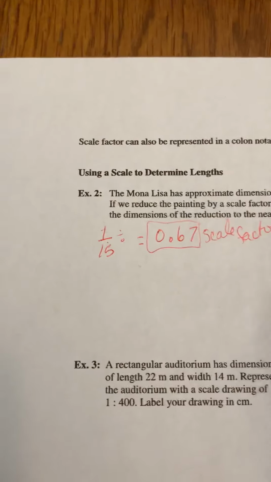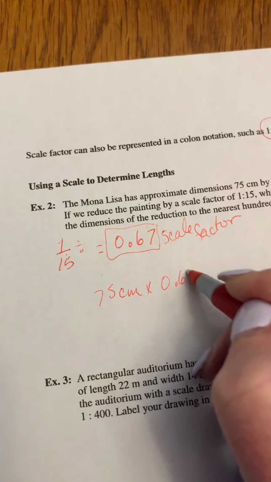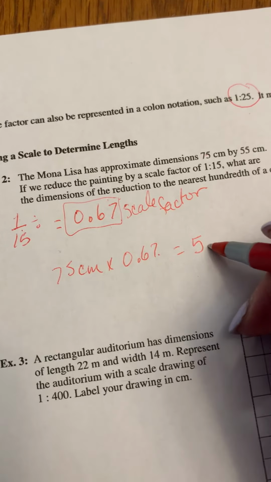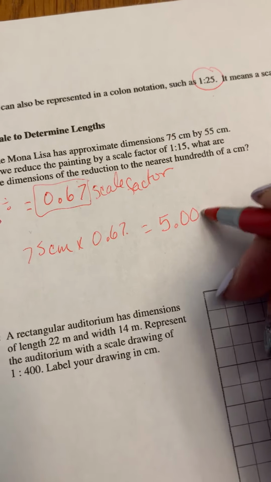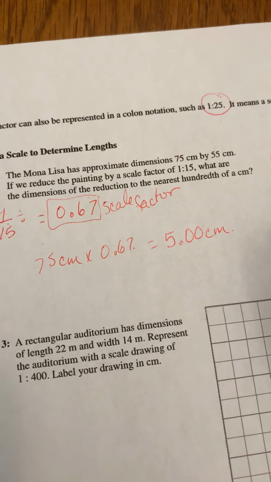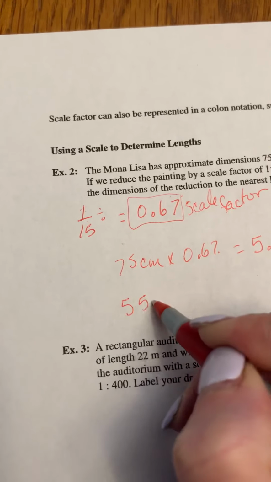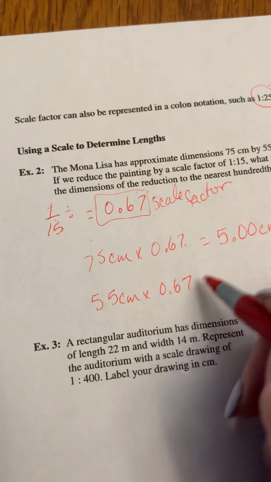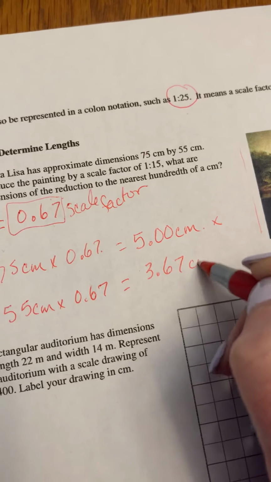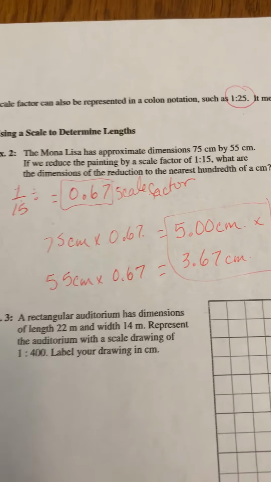So now we're going to take our original dimensions, our 75 centimeters, and we're going to multiply them by our scale factor. And we should get 4 and 9/10 repeating. So I'm going to actually round to 5, but it asked us to go to the hundredth, so I'm going to put 2 zeros in there. So our new reduction is going to have a length of 5 centimeters, and then its width is going to be 55 centimeters times that scale factor again, and we're going to get around 3 and 67/100ths of a centimeter. So there's our new dimensions. Those would be our dimensions of a reduction to the nearest hundredth of a centimeter.